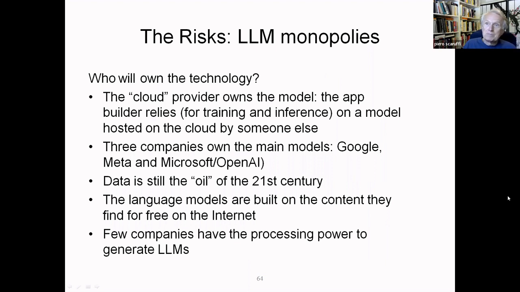The other thing that people don't realize, the language models are built on the content that people provide for free on the internet. So there's also this aspect where these three big ones end up owning the result. Anyway.